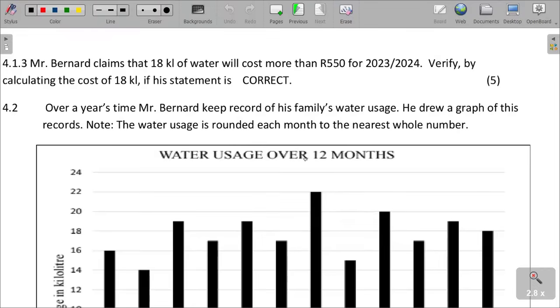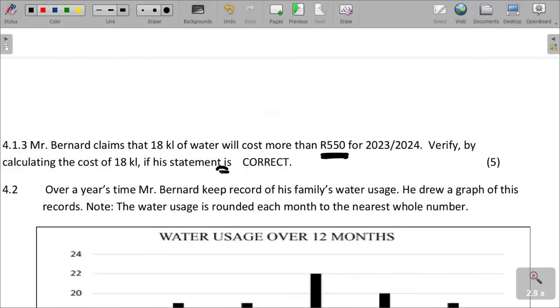We are given another one. Mr. Bernard claims that 18 kiloliters of water will cost more than 550 rand in 2023. Verify whether this is right. So we can calculate that also.